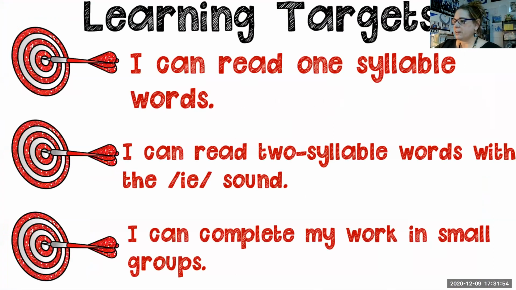So our learning targets for today are I can read one syllable words. I can read two syllable words with the I sound. And I can complete my work in a small group, which is going to be kind of hard for us because we are not in the same room. So we're just going to leave it with I can complete my work. I hope you can complete your work. You need to be able to complete your work.